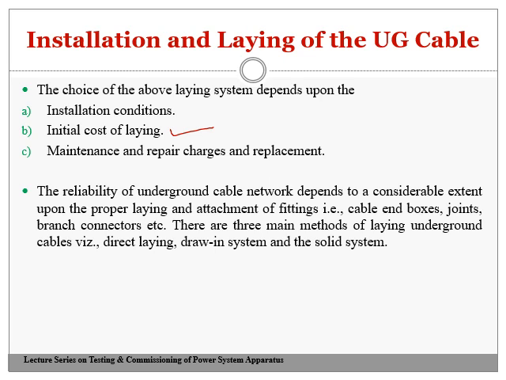Therefore, initial cost has to be taken into consideration, and once it is installed, further maintenance should not be needed every time. That is why a proper way of laying the cable should be followed, so that it is maintenance free. The reliability of the underground cable network depends, to a considerable extent, upon the proper laying and attachment of fittings. It depends on how well you lay it, how well you joint it, and how well you terminate at both ends of the cable, that is, end boxes, joints, and branch connectors.